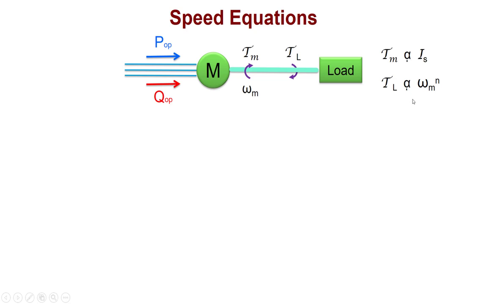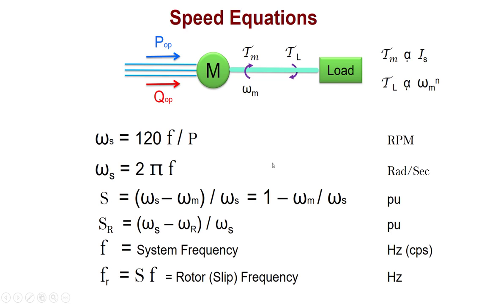Most loads are either second order or omega m to the power of 2 or 3, or a combination of them. Under steady state operation, T sub m has to be equal to T sub L. So these are the general speed equations. The synchronous speed is 120 times F divided by the number of poles. That is in RPM. In radians per second it is 2 pi F.